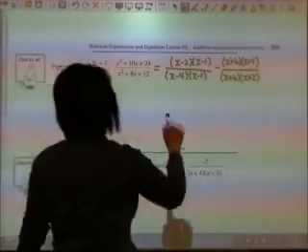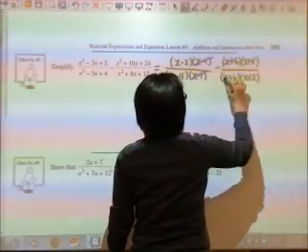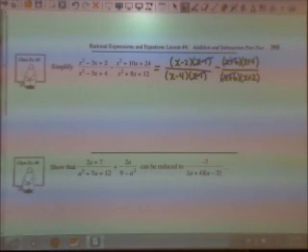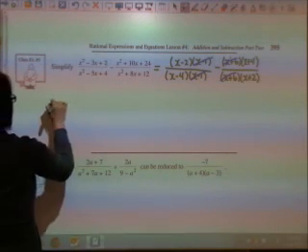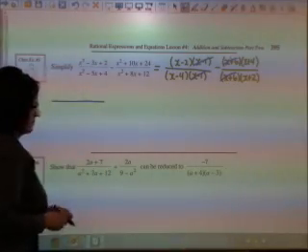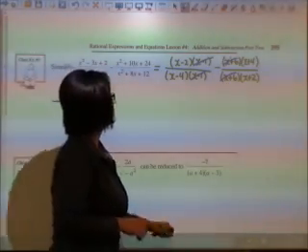So if I cross out, I'm left with that. What would then be my common denominator? X minus 4 times X plus 2. Right.